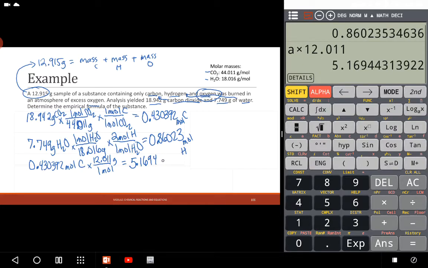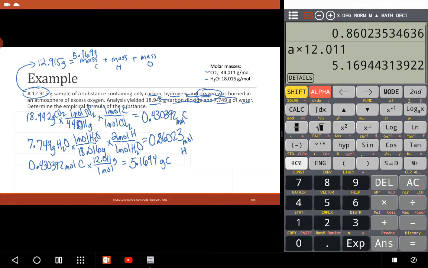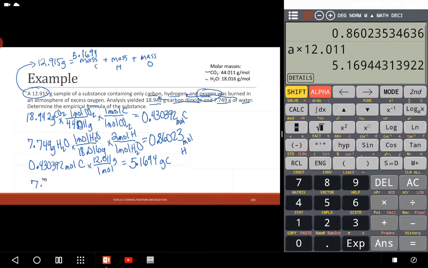And then that's going to be in grams of carbon, and so that's my 5.1694. I'm going to store that as C in my calculator. Okay, now I got to do the same for my hydrogen.